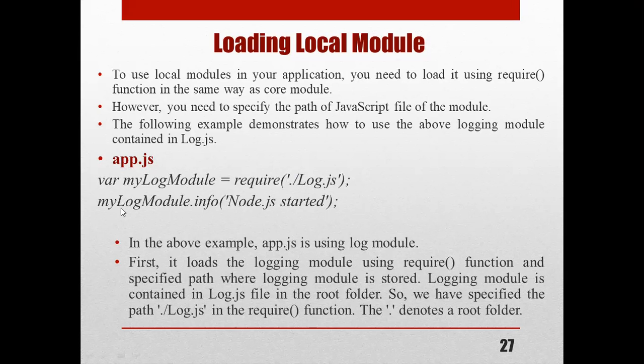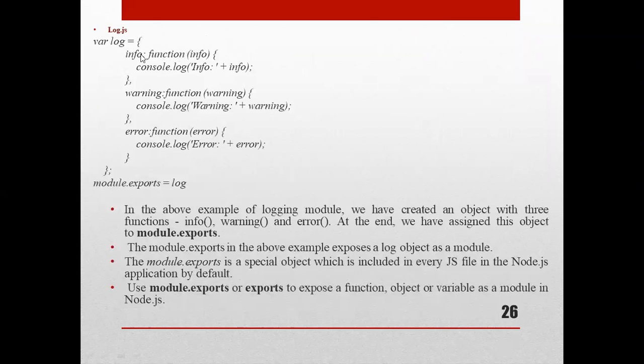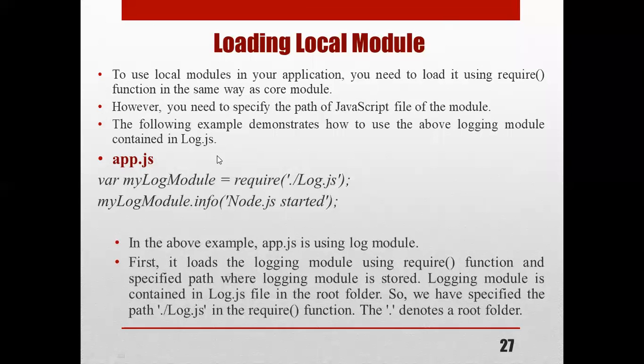Next is my log module dot info, where info is from this log.js. Here you can see that the info function is from this module. So now we can access the methods, functions, objects and variables from this module using this object, my log module dot info, and we are going to print the message here, node.js started.